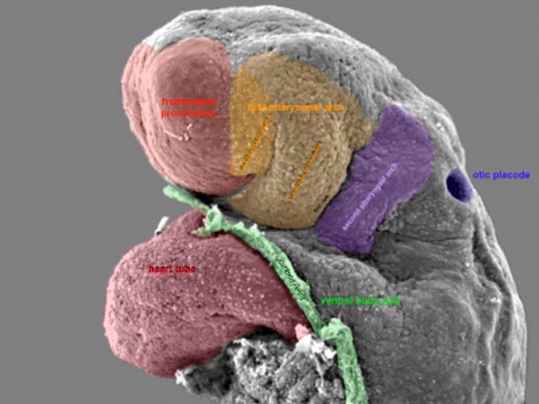This is a computerized CT scan image of the head of an embryo, where you can see that this is the frontonasal process, and this is the first arch which is branching into the maxillary process and mandibular process, and this is the second arch. This is the place of the developing heart.